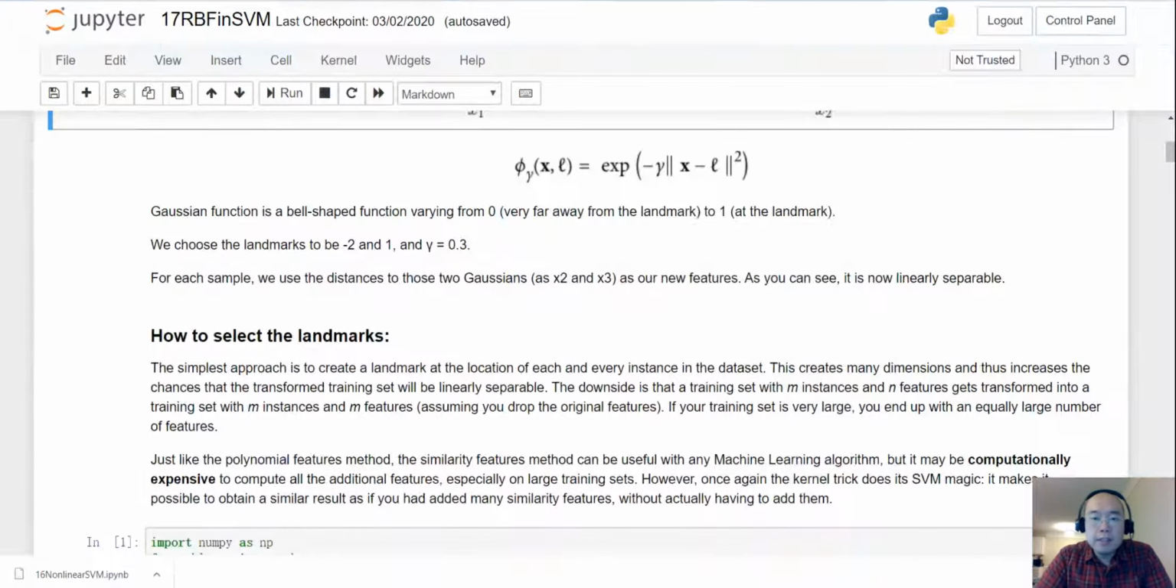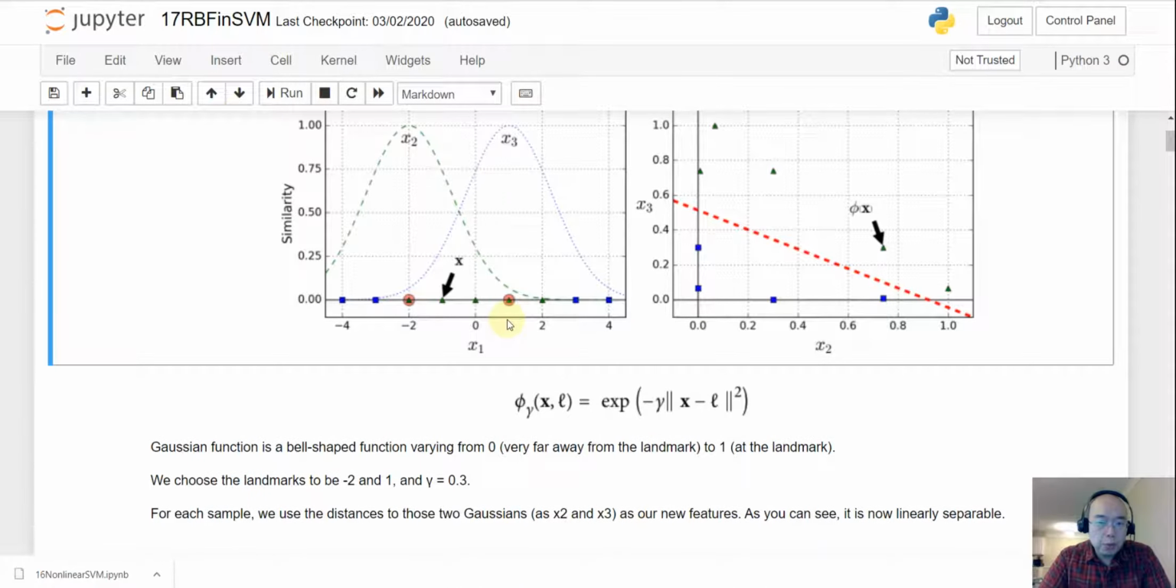Okay, and the next question is, how do we choose the landmarks? By landmarks, I mean the -2 here and the 1 here. Those two landmarks are the centers of those two Gaussians, right? So we pick two samples and then we draw two Gaussian curves. Why do we pick those two samples? And how do we pick the right centers or the right landmarks? Actually, we don't know that. So we have to draw the Gaussian curves on all the samples.